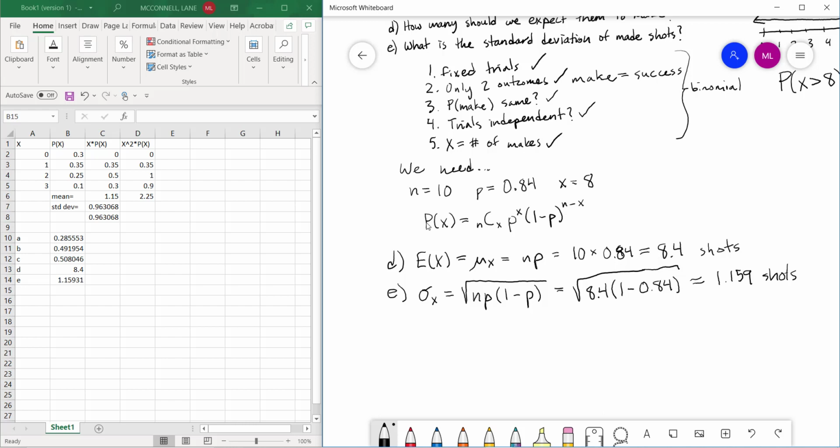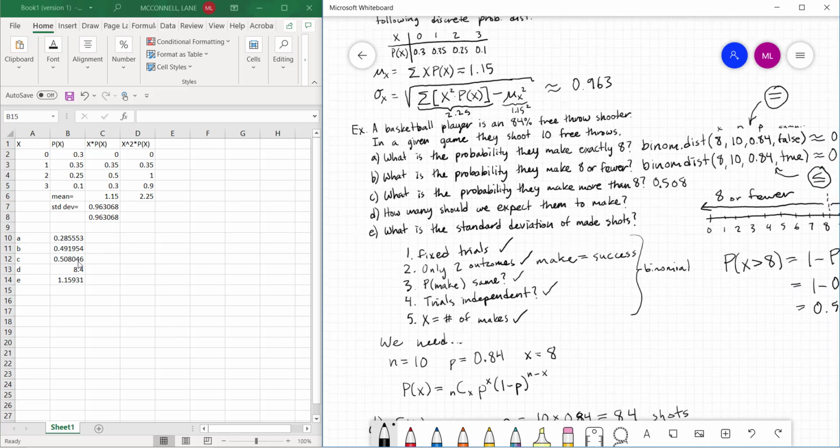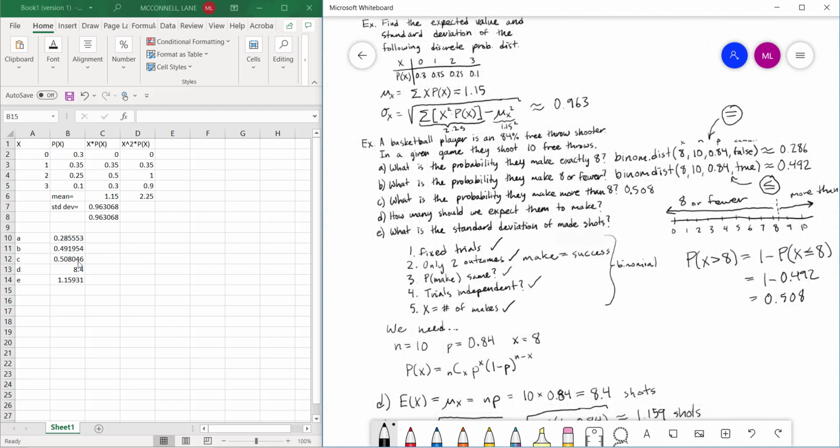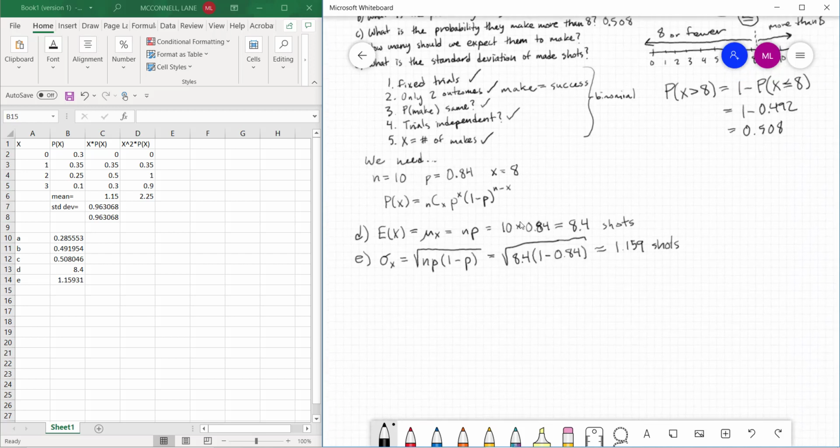So with all of this in mind, we use Excel and the BINOM.DIST function to calculate these first two. For part C, we just had to be clever and use the BINOM.DIST function along with the rule of complements to come up with this value, the 0.508. And for the last two parts, part D and E, we don't need Excel at all. You can do this on any calculator. We're just plugging into these two formulas. So it's simply, can you plug into a calculator? You can do it in Excel, but you can also do it on any scientific calculator.